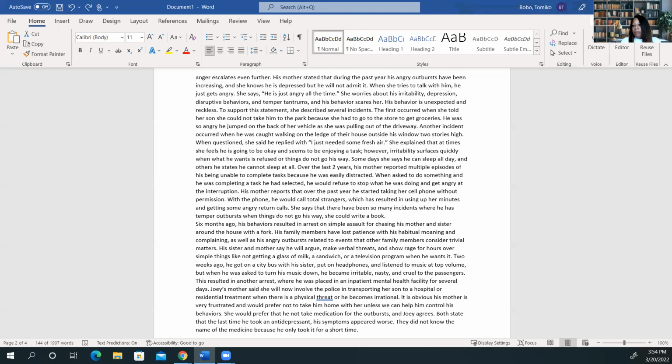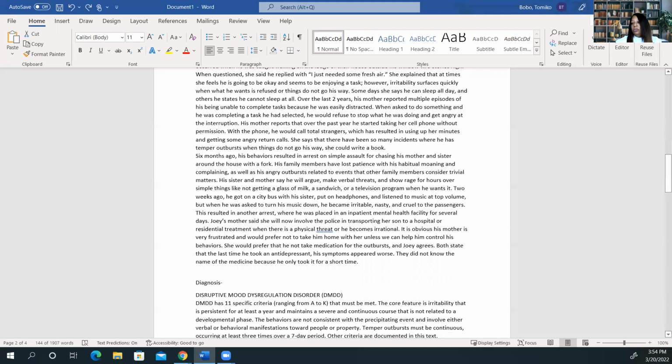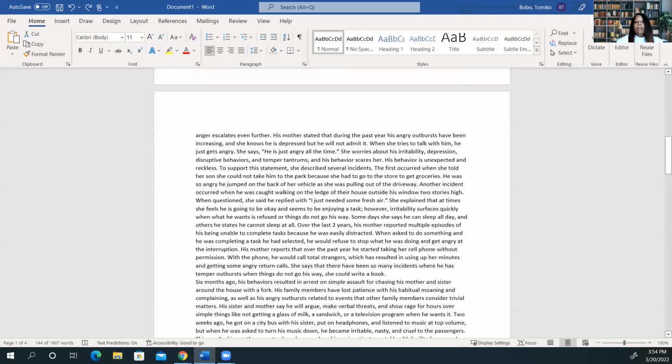It's obvious his mother is very frustrated and would prefer not to take him home with her unless we get help and help him control his behaviors. She would prefer that he not take medication for the outburst, and Joey agrees. Both state that the last time he took an antidepressant, the symptoms appeared worse. They didn't know the name of the medication because he only took it for a short time. So now that is our case study.